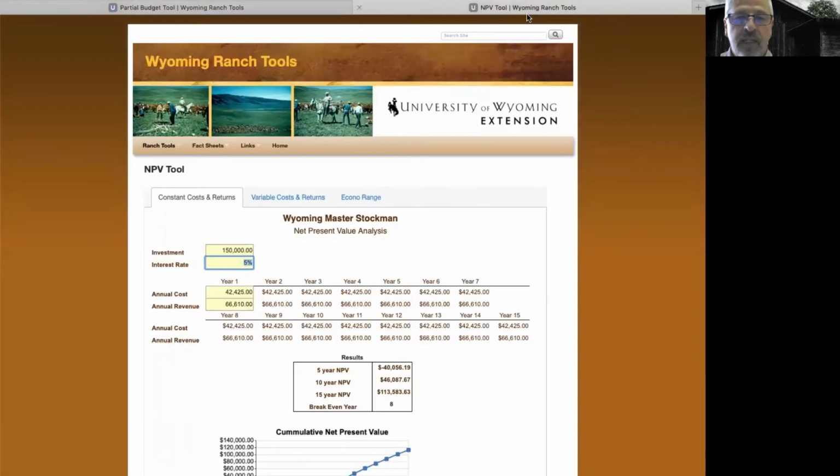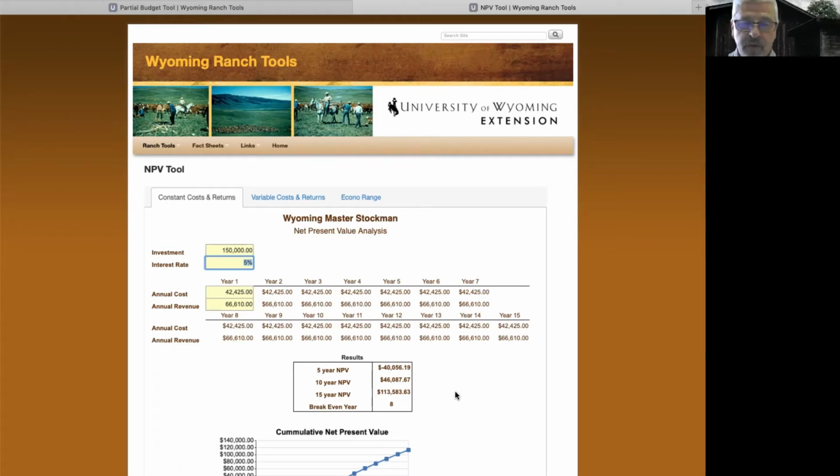So going back to the net present value tool, we enter those in: 42,425, 66,610. Based on that initial investment of $150,000, after 5 years we're still losing money, about $40,000. It takes 8 years to break even on this investment, and after 10 years we'd see a $46,000 return on our investment. So that's the strategy we would take.